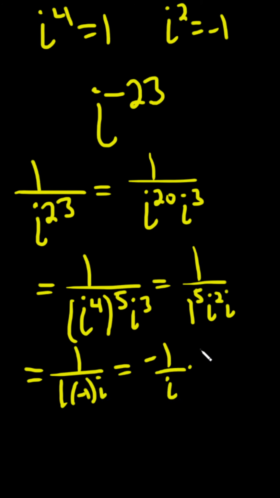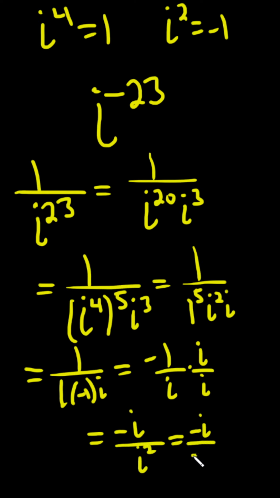That's not good enough. Let's write it like this by multiplying by i over i to get rid of the i on the bottom. In the numerator, we get negative i. In the denominator, we get i squared. We get negative i over negative 1, so we just end up with a beautiful answer of i.